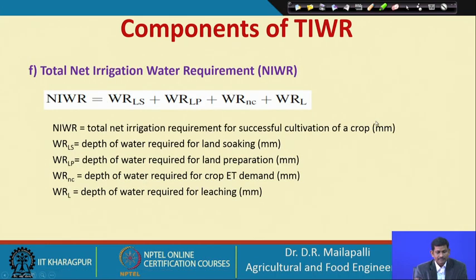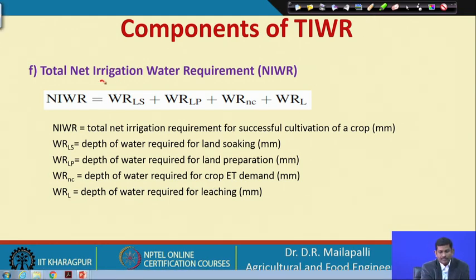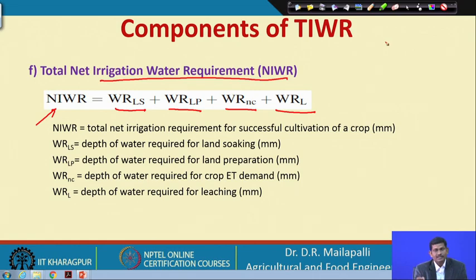And the next, finally, once you get all the components, is the total irrigation water requirement. So, the total or net irrigation water requirement is the water requirement for land soaking, water requirement for land preparation, water requirement for ET demand, and water requirement for leaching. We have equations already defined earlier. If you combine all these waters, you get the net irrigation water requirement, and if you have efficiency terms, then you get the gross water requirement.